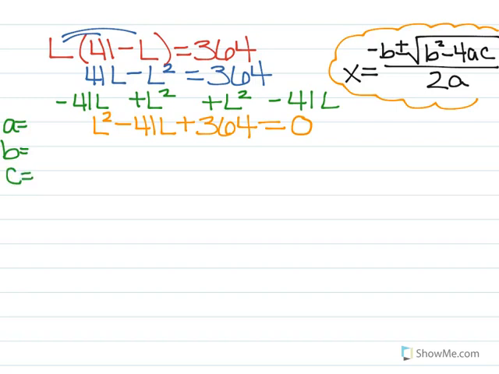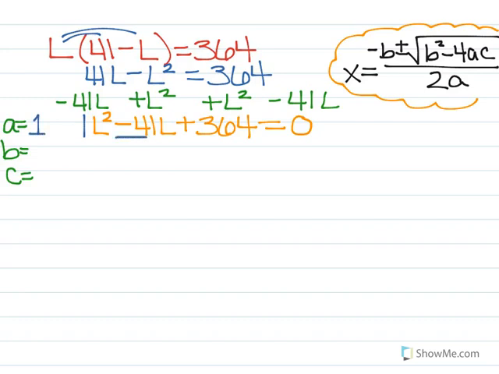Now, if you don't like the quadratic formula, you could try to factor this. It might take a while to figure out what multiplies to 364 and adds to negative 41, but you could do it. This one is factorable. I just figured we'd need more practice with the quadratic formula, so that's what I'm going to stick with for this. So, a is always the number in front of your squared term, so a is going to be 1.